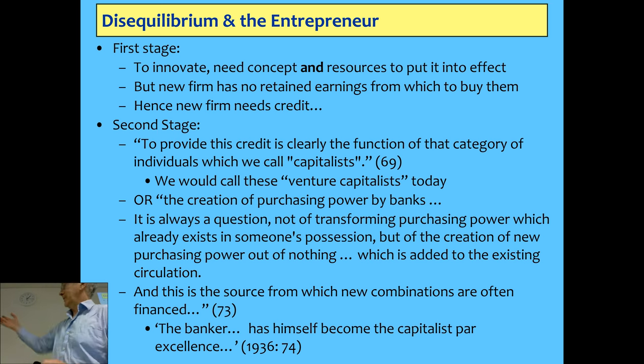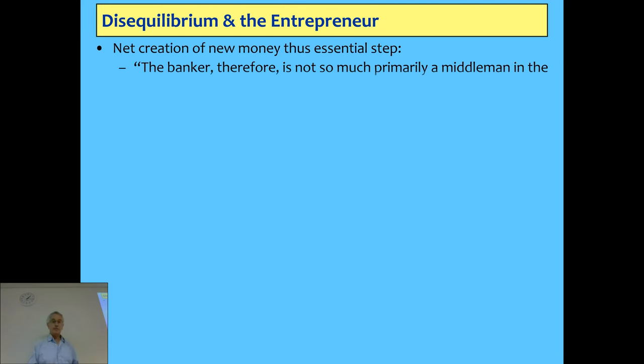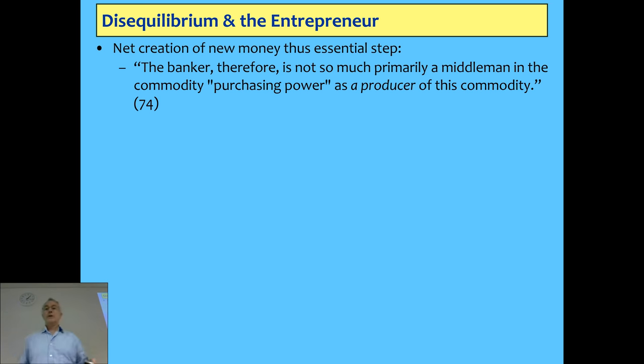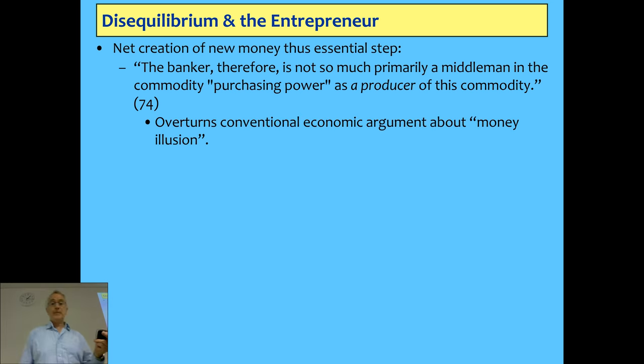And he sees the banker as the ultimate capitalist. This is written back in the 1930s, by the way. So it predates what we call venture capital today, and it predates the stock market bubble and all this sort of stuff as well. So he says the banker isn't a middleman who provides money from a warehouse effectively, which is the fractional reserve banking sort of idea. He's saying instead they produce money.